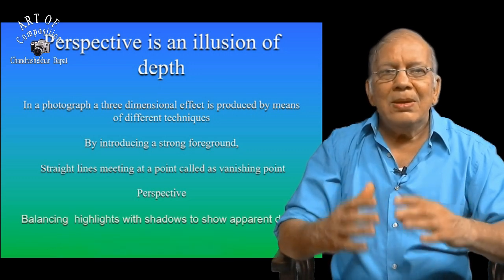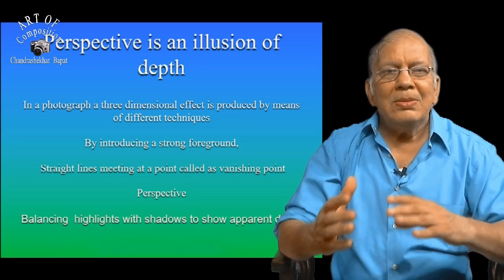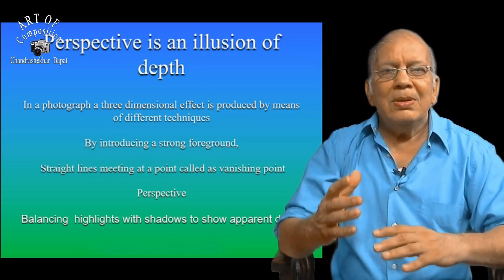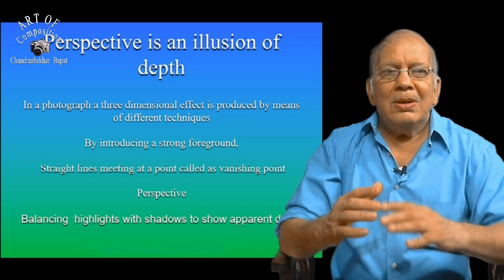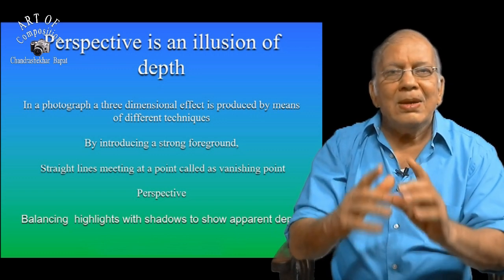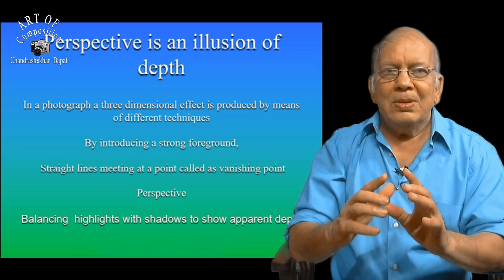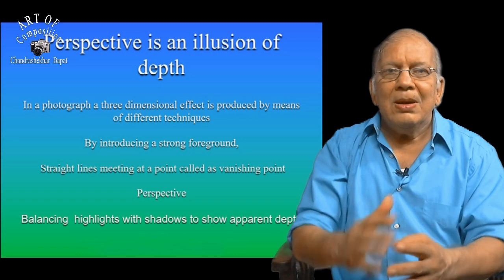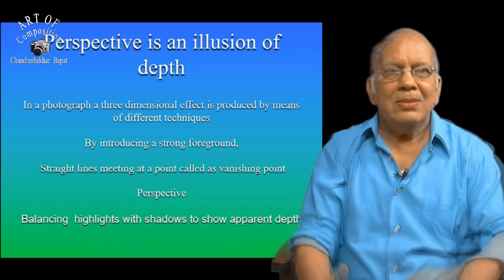Similarly, maintaining a balance between shadows and highlights is an effective way to represent depth in a photograph. Shadows can add depth by providing contrast and creating a sense of volume, while highlights can help define the subject and contours of the object.